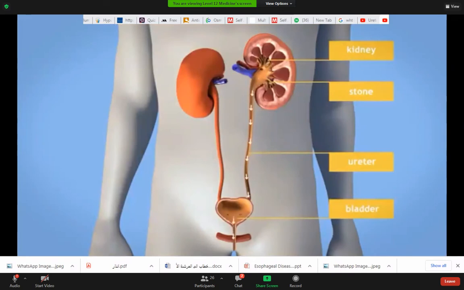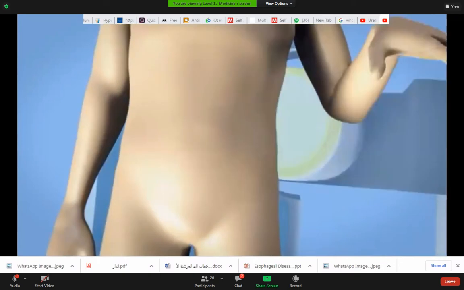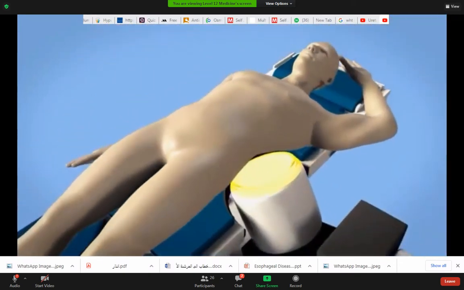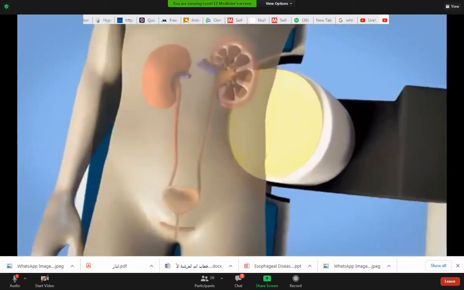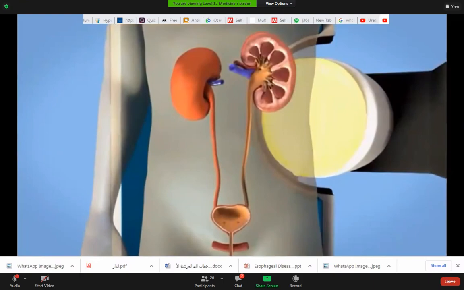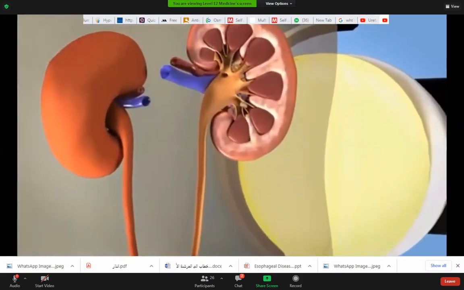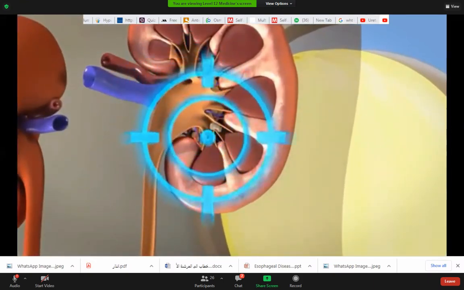This animation shows the removal of stones in the kidney. There is usually no need for general anesthesia, but pain medication is administered for comfort during the procedure. You are placed on an operating table with your flank positioned towards the shock wave generator. Imaging with X-rays or ultrasound might be performed to pinpoint the exact location of the stones.